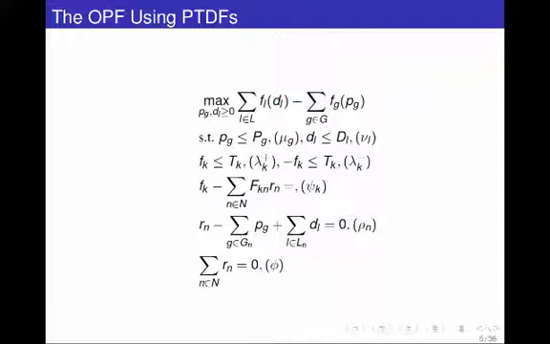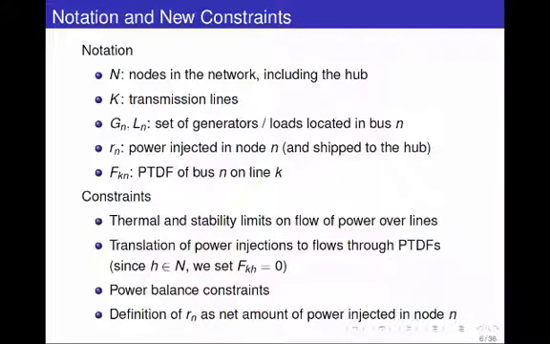And you can think of these R variables here as power that you're shipping from bus N to the hub node. So it's a net injection, but where is that net injection going? Because of the power balance constraint, it's going to the hub node. So here I could choose bus 2 as the hub node. So R1 would indicate the power I'm shipping from bus 1 to the hub. If I had chosen 1 as the hub node, R2 would indicate the power that I'm shipping from 2 to the hub. Okay, and these are the new constraints. So we have 4 new constraints here.